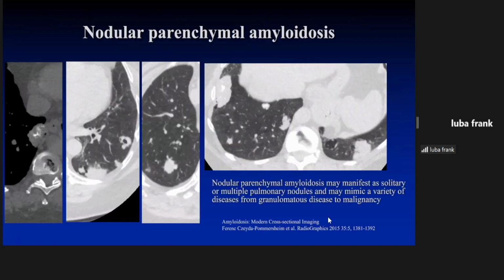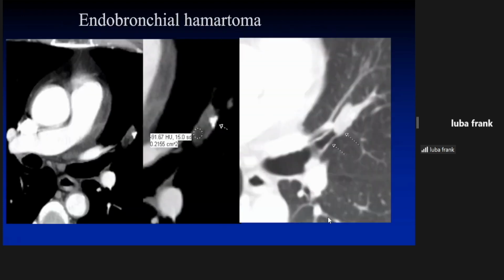So this is another case of a parenchymal amyloidosis. Just to show really quickly, this is a nodular parenchymal amyloidosis, with a few scattered nodules that can look like malignancy with spiculated and irregular contours, with calcifications within them and calcified lymph nodes as well. So endobronchial hamartoma is a rare entity.